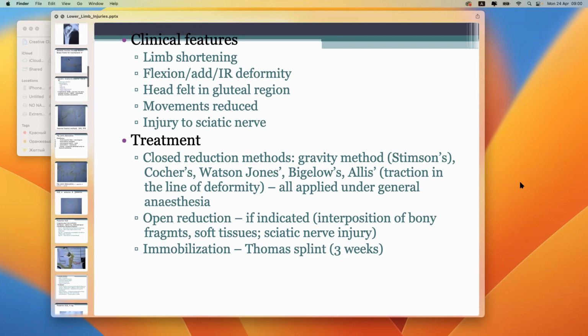Okay. Treatment of the hip joint dislocation includes, of course, closed reduction and open reduction. But the technique of the closed reduction cannot always be successful. That's why we have to do the open reduction sometimes. And there are some indications for the open reduction. Okay, open reduction is always surgery. When you do the surgery, you have to open the wound, open the dislocated part.